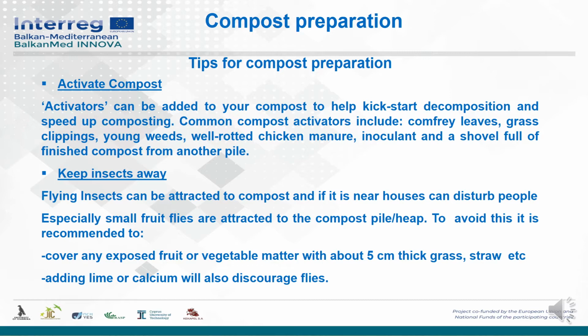Another important tip is to keep insects away. Flying insects can be attracted to compost, and if it is near houses it can disturb people, especially small fruit flies which are attracted to compost piles and heaps. To avoid this, it is recommended to cover any exposed fruit or vegetable matter with about 5 centimeters of thick grass, straw, or any other material. Adding lime and calcium will also repel the flies in some way.